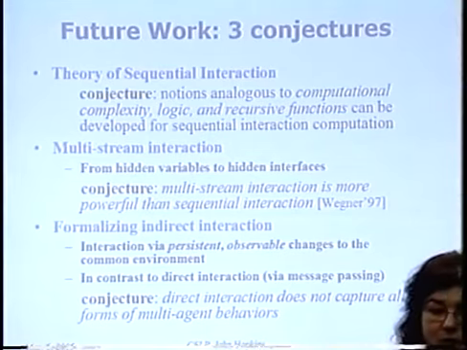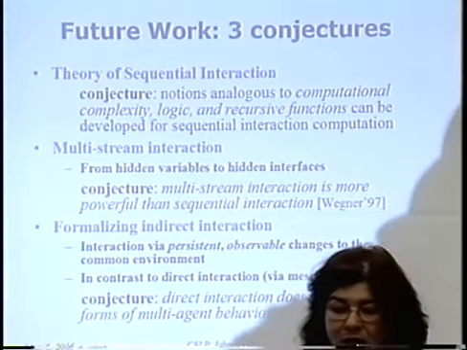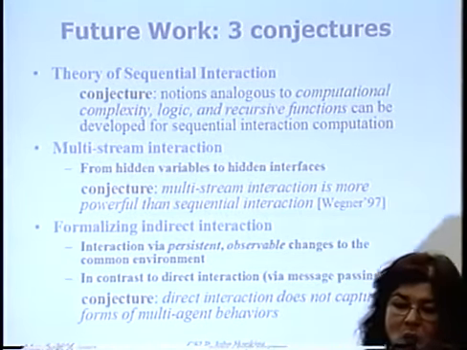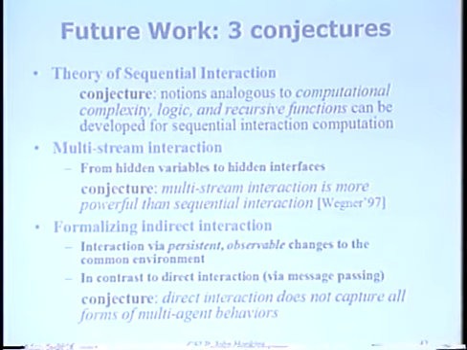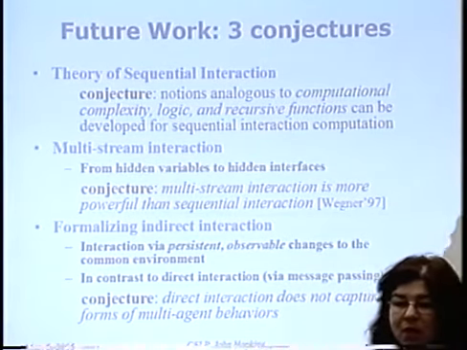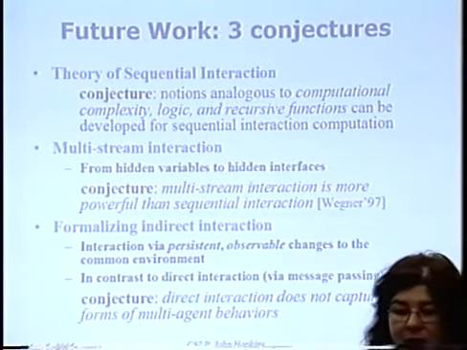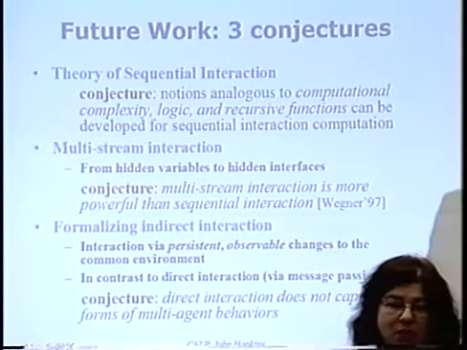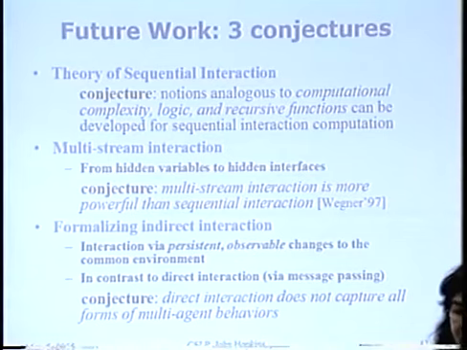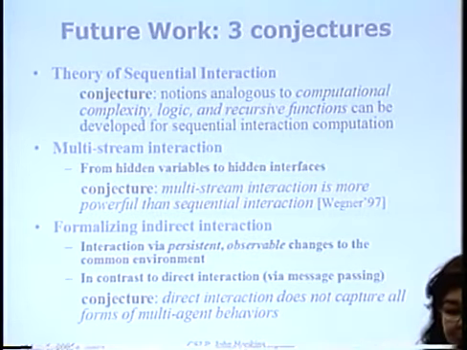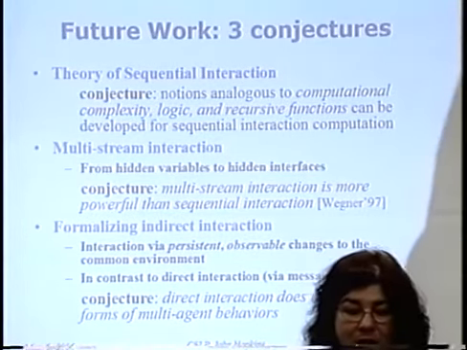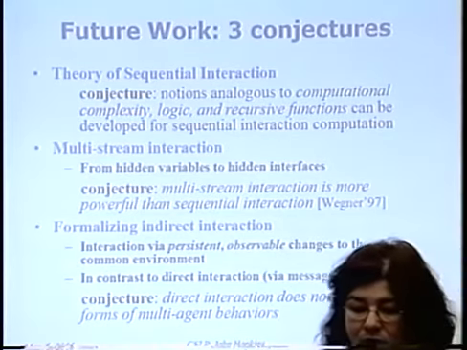I've only captured sequential. And the last one also has to do with indirect interaction, where agents interact via their environment rather than directly via message passing. And I have a conjecture that direct interaction, which is the kind of interaction captured by concurrency theory, is not sufficient by itself to capture all forms of multi-agent behavior, and that it is also necessary to have indirect interaction.